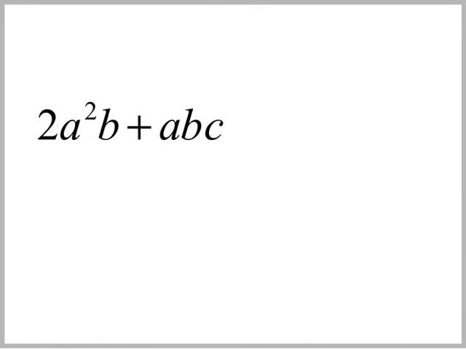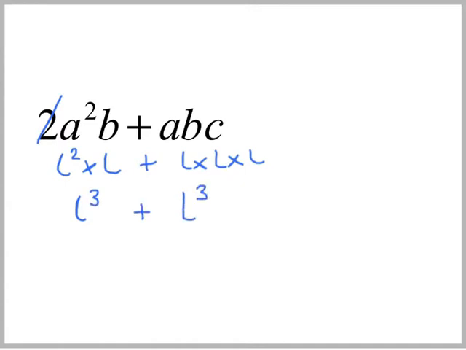Okay, so let's follow the same rules again. Let's get rid of my constant here, 2, which I don't need. A squared b is like having a length squared times by a length. And I'm going to add to that a length times a length times a length. L squared times L is a length cubed. I'm adding to that what is also the length cubed. A length cubed must be a volume.